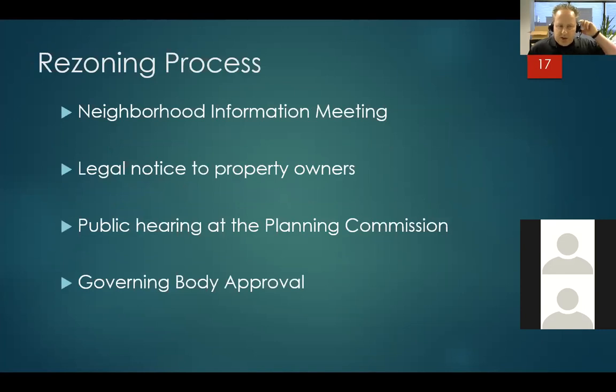And then a final note about process. We have neighborhood information meetings, and this is one of those. Once we finish with those meetings with the various property owners, that's when we'll more officially start the process, and we'll send legal notice to all property owners affected. There'll be a public hearing at the Planning Commission. I think that's likely trending towards the October meeting. And then ultimately the governing body has to approve these types of changes. So with that, I'd be happy to answer any questions, concerns, comments. If you want to share, that'd be great.